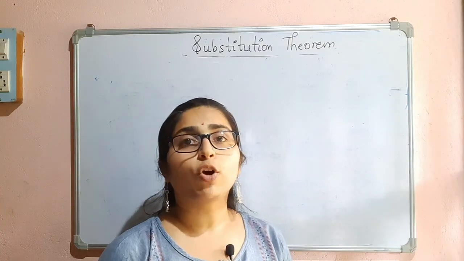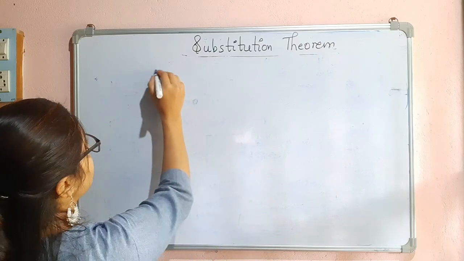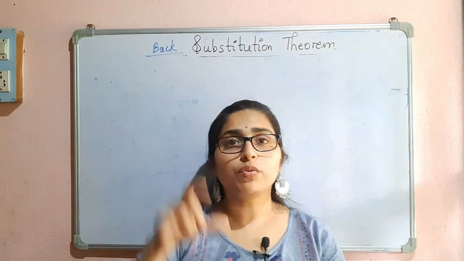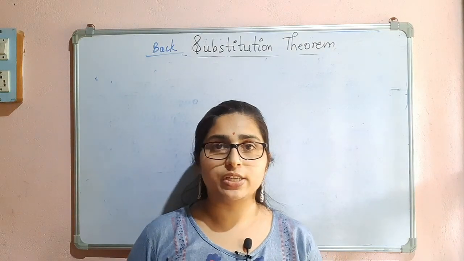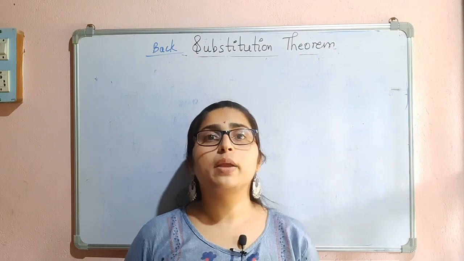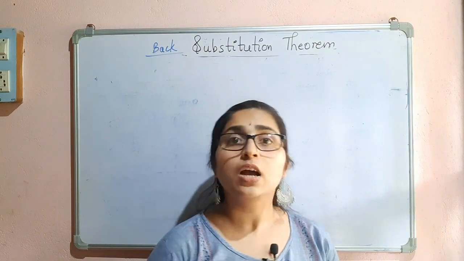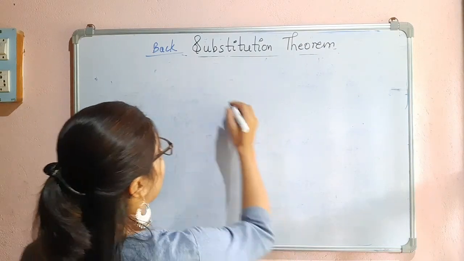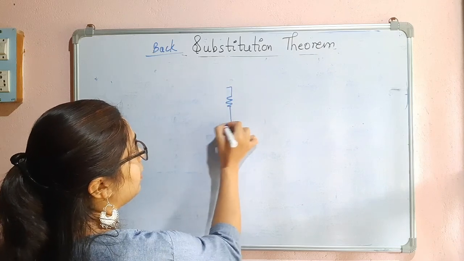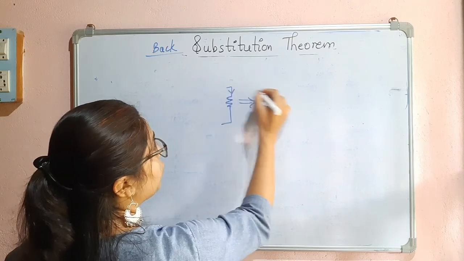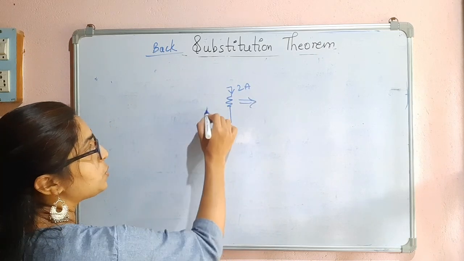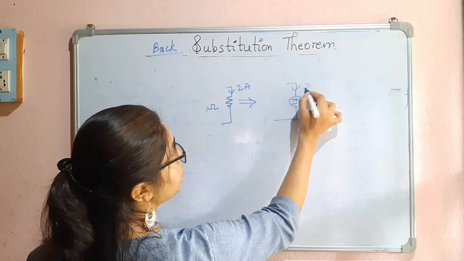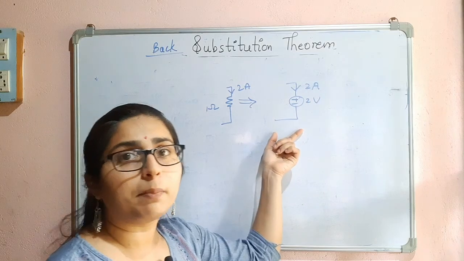Now we will also see what back substitution is. We studied how we can replace a resistance by a voltage or current source. Similarly, we can also replace the current or voltage source by a resistance. Let us see that. In the examples I told you, this was the resistor, and 2 ampere was the current flowing here. This was 1 ohm, so we replaced it with a 2 volt source. It was the first example which I dealt with.